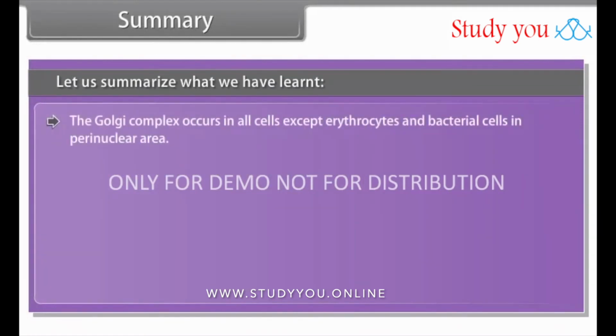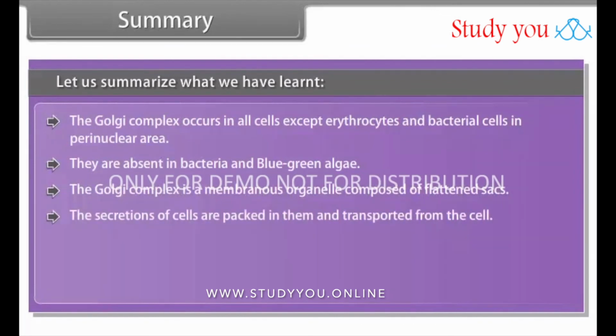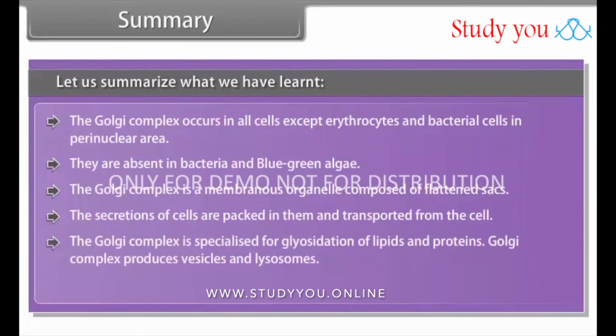The Golgi complex occurs in all cells except erythrocytes and bacterial cells in perinuclear area. They are absent in bacteria and blue-green algae. The Golgi complex is a membranous organelle composed of flattened sacs. The secretions of cells are packed in them and transported from the cell. The Golgi complex is specialized for glycosylation of lipids and proteins.